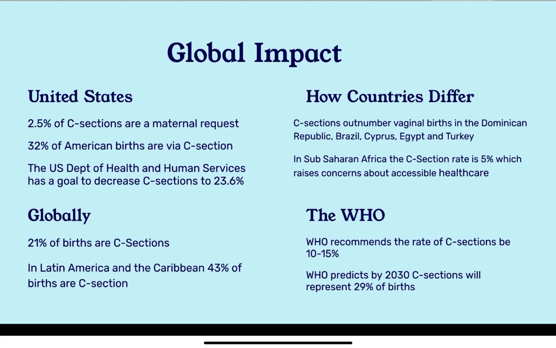Okay, so now here is what the WHO recommends. WHO, World Health Organization, this came off their website. The WHO recommends the rate of C-sections be 10 to 15%, and that's globally. Okay, they want it to get down to 10 to 15%. But the WHO also predicts by the year 2030, which is just 5 years from now, C-sections will represent 29% of births. All right, guys, I hope this was helpful for you.